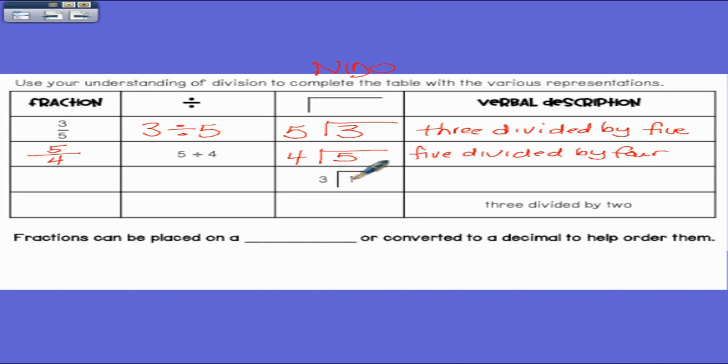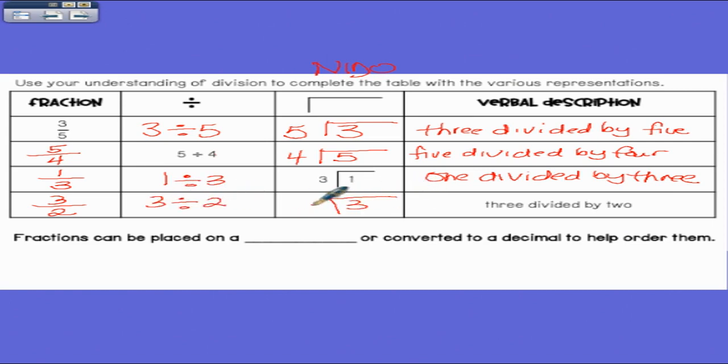We're going to look at this one. Remember, the numerator is inside, so my numerator is 1. The denominator is outside. My denominator is 3. I can rewrite it this way. And then I write 1 divided by 3. Okay, I get 3 divided by 2. Numerator goes inside the house. Denominator goes outside.